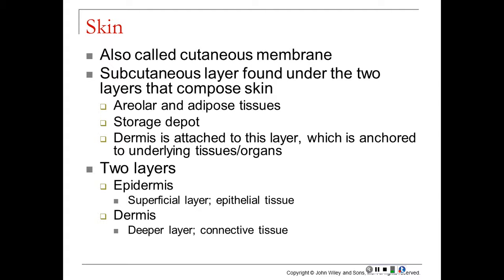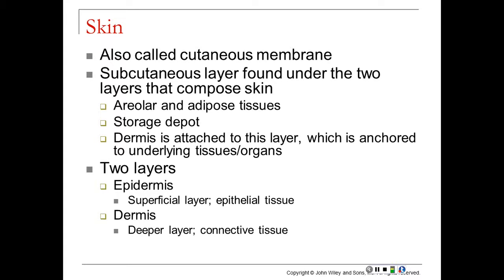It's also known as the cutaneous membrane, as we were introduced to in Chapter 3. There's a subcutaneous layer, which is found under the two layers that compose the skin. That subcutaneous layer contains areolar and adipose connective tissues. It's basically a storage depot for storing various substances such as fat and other nutrients for our skin. The dermis is attached directly to that layer, and it's anchored to the underlying tissues and organs.